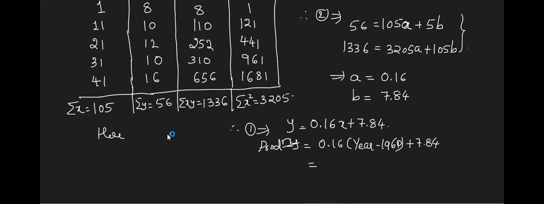So this is equal to now 0.16 year minus, just tell me, 0.16 into 1960. Because the answer I have written is 305, we should get that. Tell me, what is 0.16 into 1960? 313.6, ma'am. Correct? Yes, ma'am. Plus 7.84. Now you simplify.